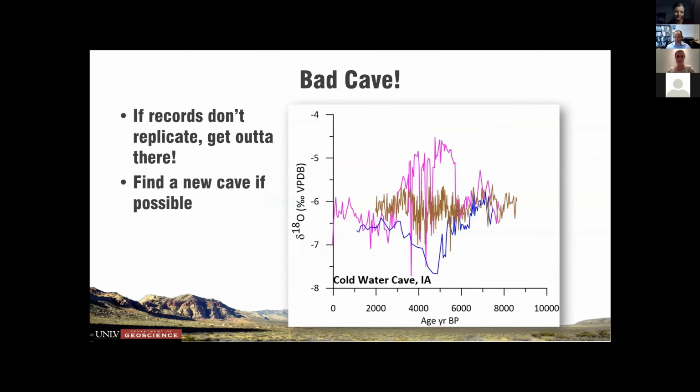Here's a bad cave. Bad cave. The records do not replicate at all. When you find a cave that looks like this, you can try to figure out why, or you can just find a new cave. My approach is to find a new cave, get away from the bad cave so that we can actually get something about the paleoclimate.